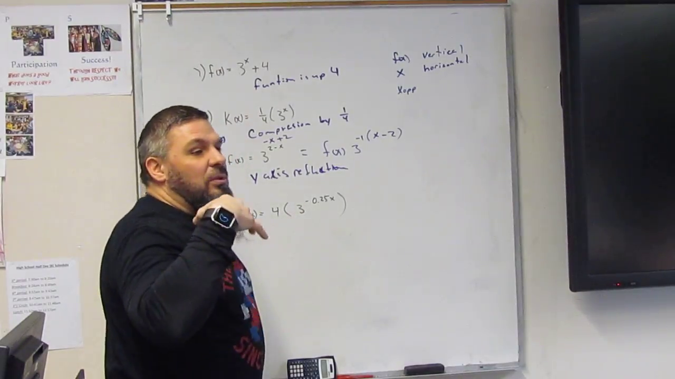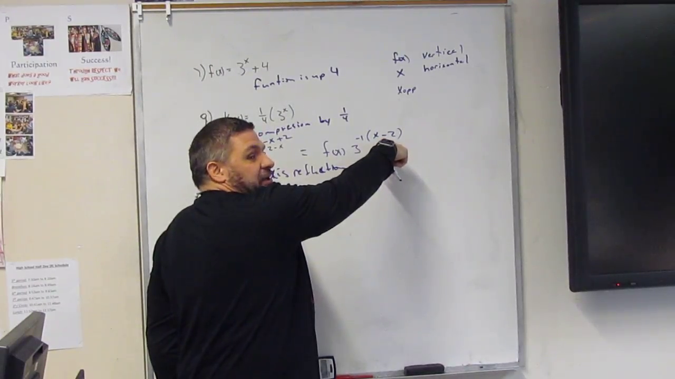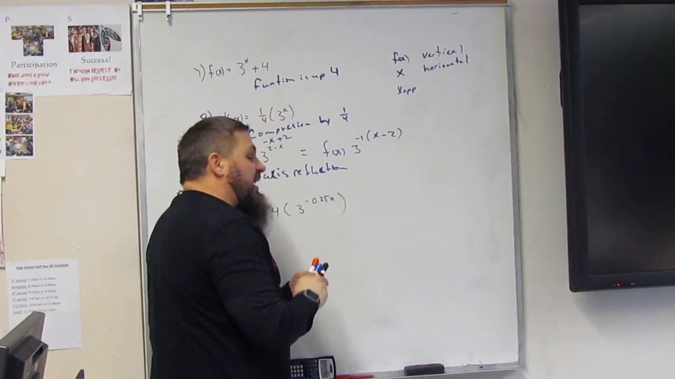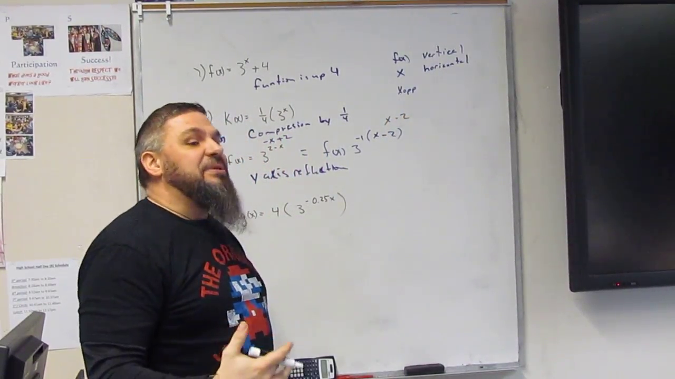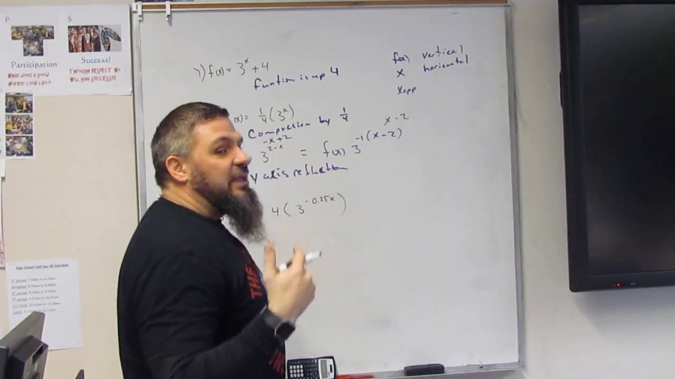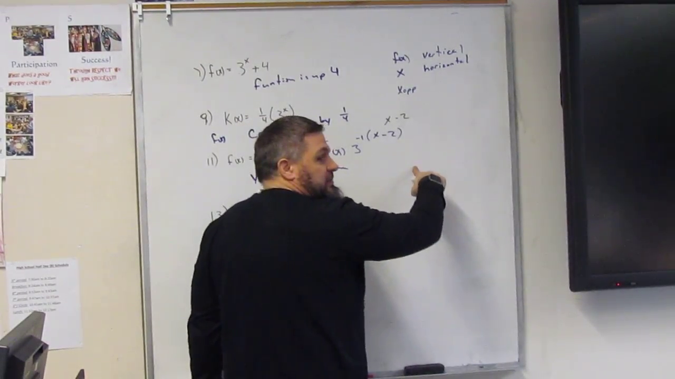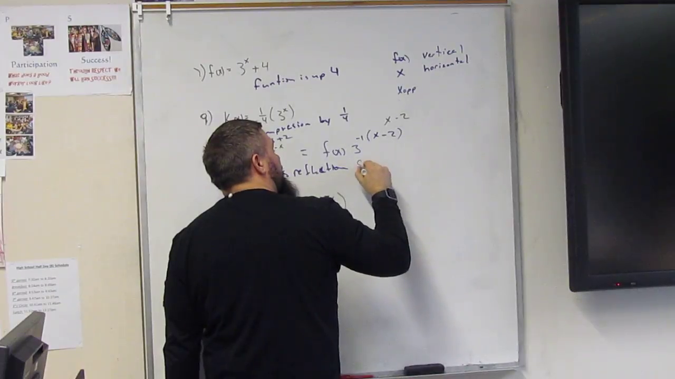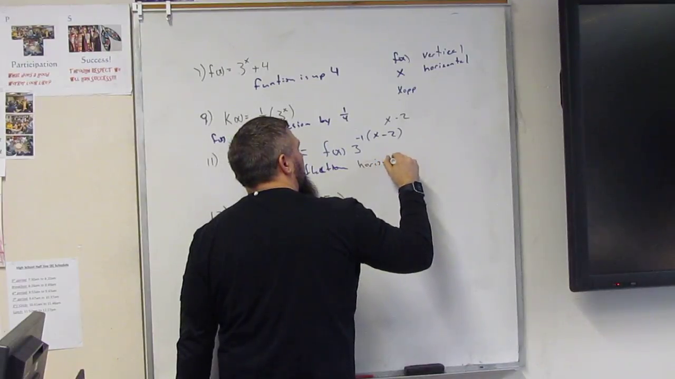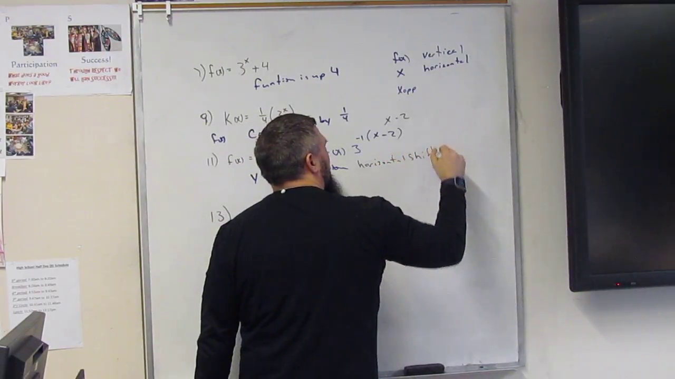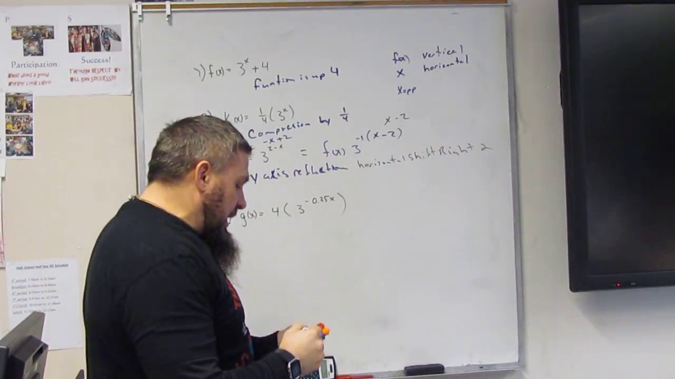And after the reflection, the x value is now x minus 2. We think of x's doing the opposite. So x's go right or left, and the opposite of negative is positive. Positive direction means it's right. So it's what we call a horizontal shift right 2. Okay?